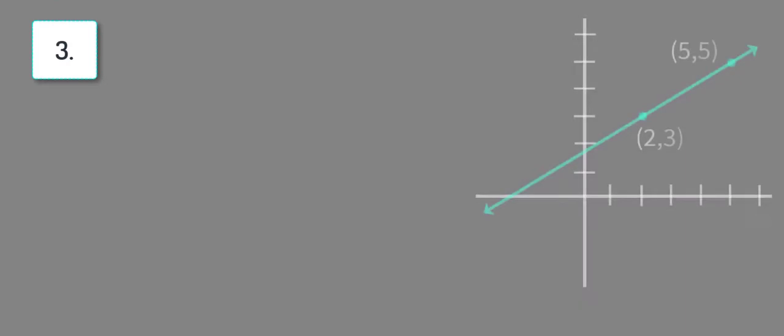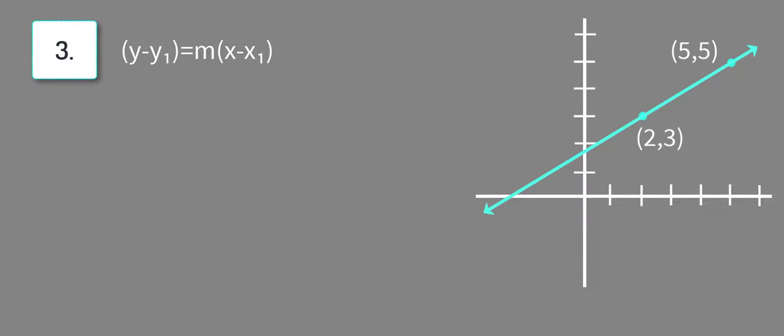Alright, in number 3, we are given a graph and asked to find point slope form and slope intercept form. I went ahead and sketched a copy of the graph and identified the points that are given on the graph. And they are (2, 3) and (5, 5). So to find point slope form, we just substitute in our equation using either point. So y minus y1 equals our slope times x minus x1. First we need to determine slope.